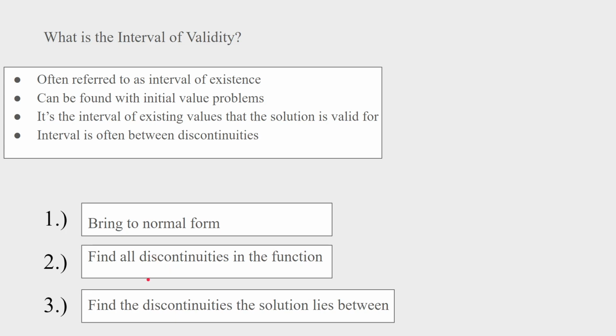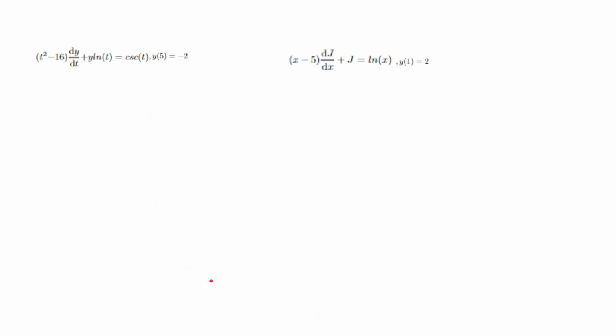And then find the discontinuities the solution lies between. I got a bunch of examples for you. Boom, boom. I'm going to do this first one. You're going to do the second one. No cheating.